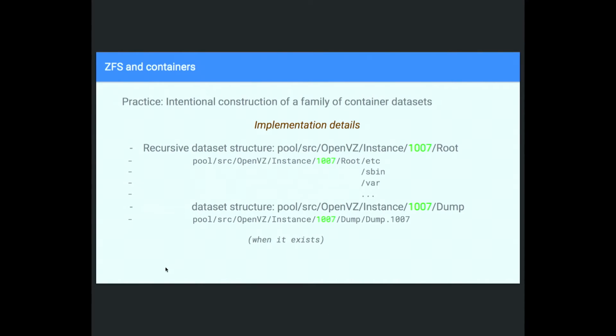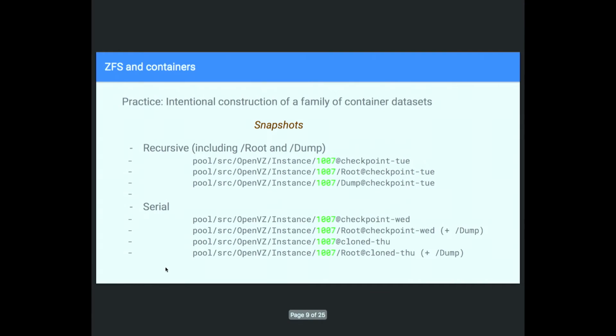This is just showing, more concretely, the structure of the actual content of the data set. Just to be clear, this is one example. Up to the root point of root, this is one ZFS data set, and then up to the dump is another ZFS data set. Likewise, when I checkpoint, I may checkpoint on a daily basis or when there's an update. This is just showing it's a recursive snapshot, and then there's a serial notion of checkpointing over time for a fixed container.